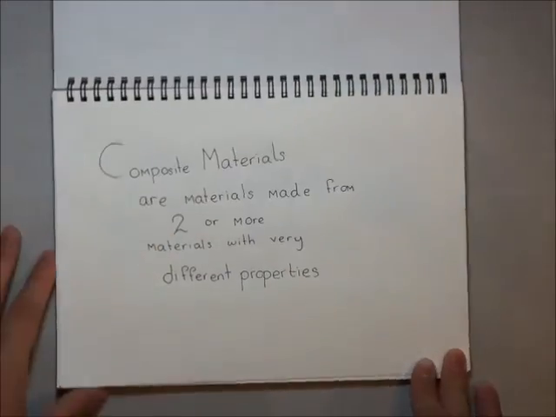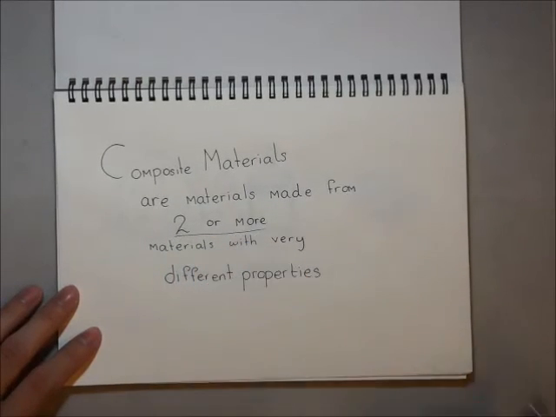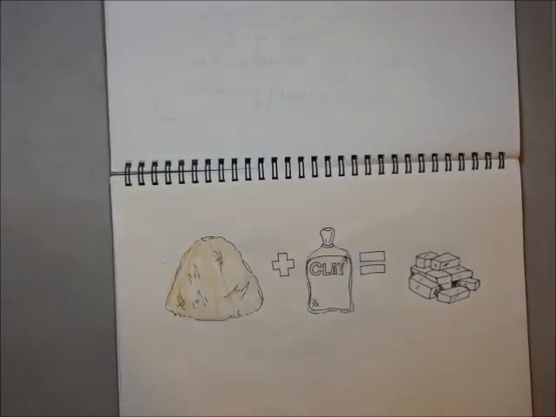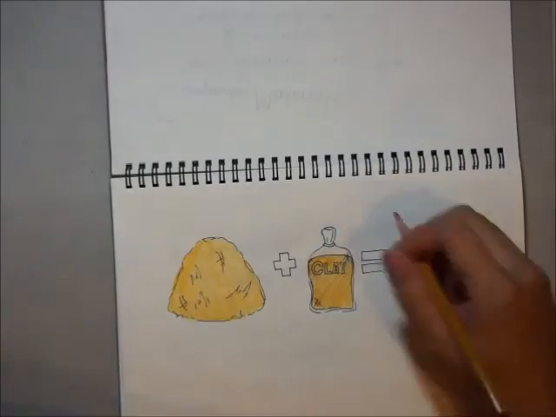So, what are composite materials? Composite materials are materials made from two or more materials with very different properties. When they combine, they produce a new material with new characteristics different from the components.